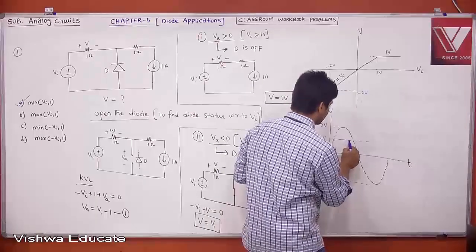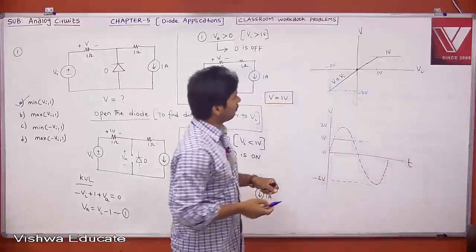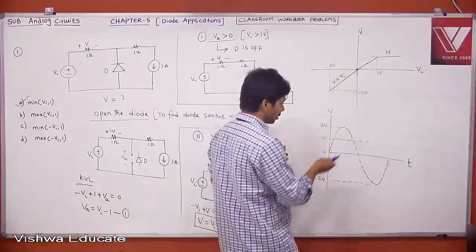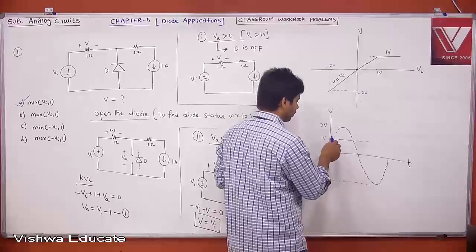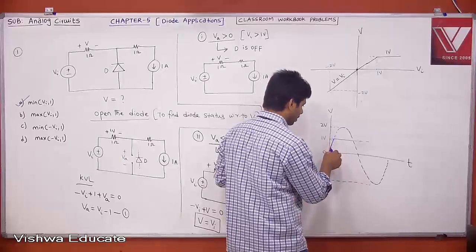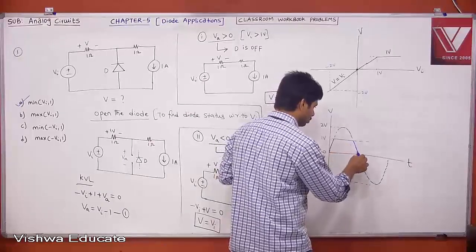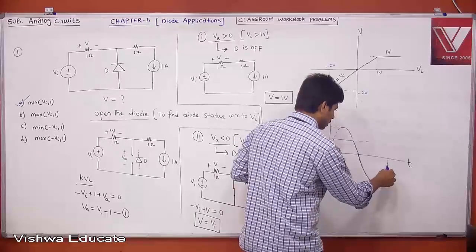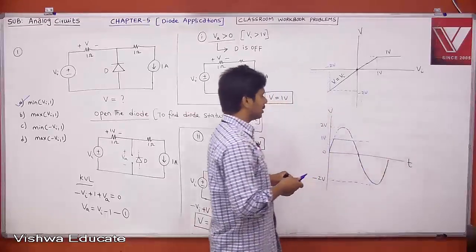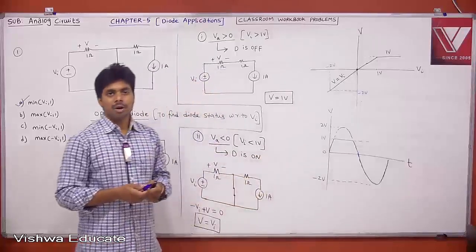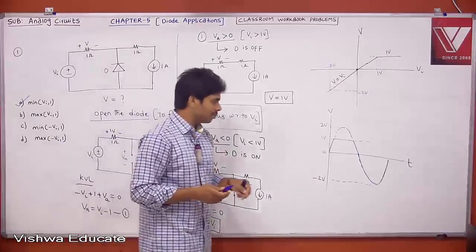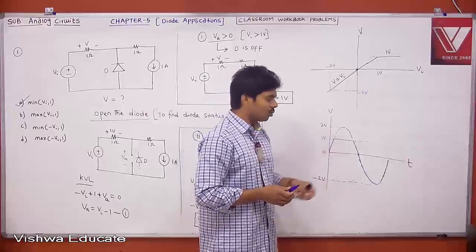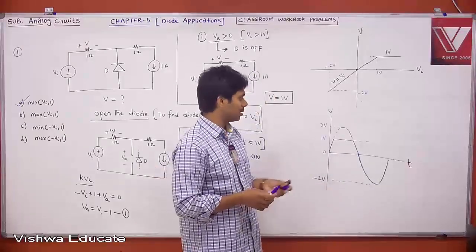Therefore it is 1. When Vi is less than 1, your output is nothing but the same as your input. It is tracking your input. It is continuing the same way. Therefore, what does that mean? It is nothing but a positive 1 volt clipper. If your input signal is more than 1 volt, it is clipping. If the input signal is less than 1 volt, it is passing as it is. Therefore, it is a clipper.